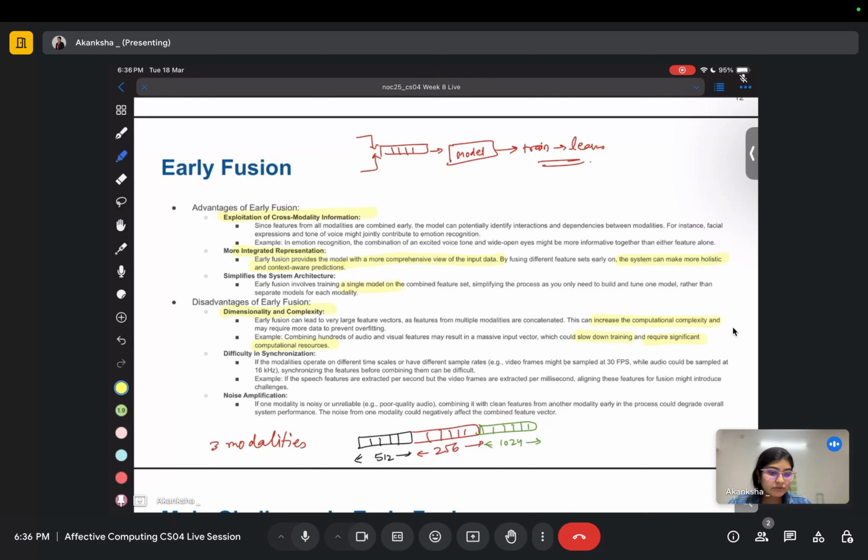Now also, one of the major drawbacks is difficulty in synchronization. Synchronization between these modalities, between the 1, 2 and 3 modalities. Let's say these features belong to the whole video, and the video is going on, 1 frame, 2 frame, but the audio is continuous, so the sampling rate of audio is on the higher side. So how are we going to actually compare that? Let's say I have 10 data points for one modality, or 100 data points for the other modality.